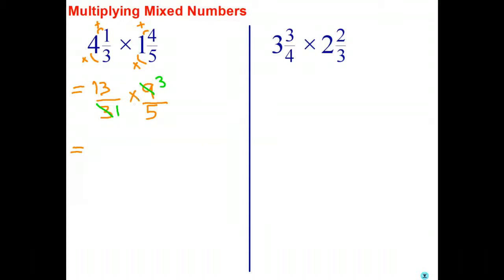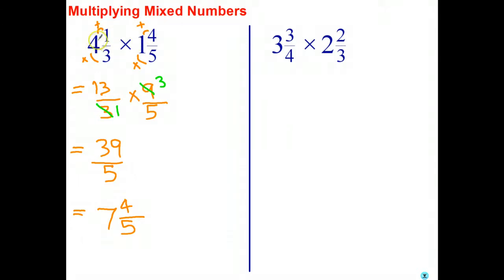So let's go ahead and now multiply it. 13 times 3, that one I do know. That's 39, over 1 times 5 is 5. And then finally, let's write that back as a mixed number. 5 goes into 39 7 times, so it has to be 7. 5 sevens are 35, with 4 left over. Final answer, 7 4/5.